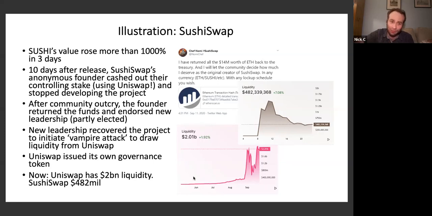New leadership recovered the project to initiate a vampire attack to draw liquidity from Uniswap. And I think Uniswap was already planning on doing this, but around this time, Uniswap decided to issue its own governance token. So in other words, it was doing an N run around this N-1 problem, an N-2 kind of approach, and offers the opportunity of community governance itself. And although Uniswap took a hit during this vampire attack, it's now fully recovered thanks to this new token. And SushiSwap's doing okay, not as well as it was when it was making this almost hostile takeover, but it's not as big as Uniswap.